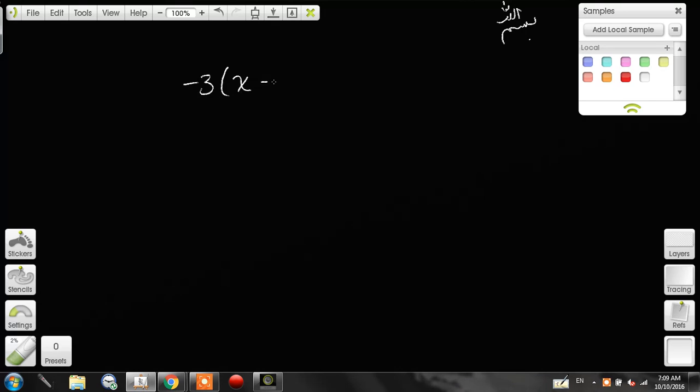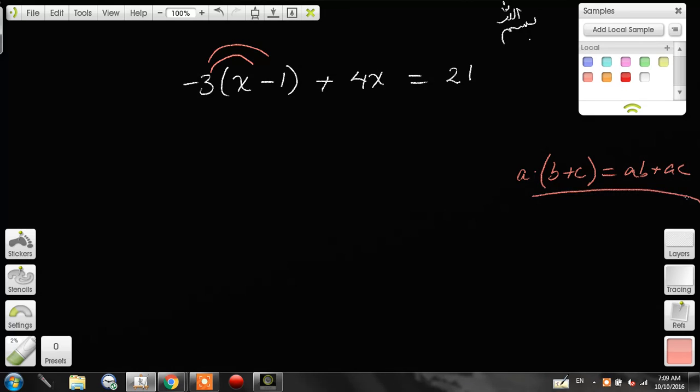Minus 3 times (x minus 1) plus 4x equals 21. Okay? Alright. Well, same thing. We distribute. What's the distributive property? If somebody stops you on the street and says, what's the distributive property? You say, well, the distributive property says for all real numbers A, B, and C, A times the quantity (B plus C) equals AB plus AC. That's what you have to say.